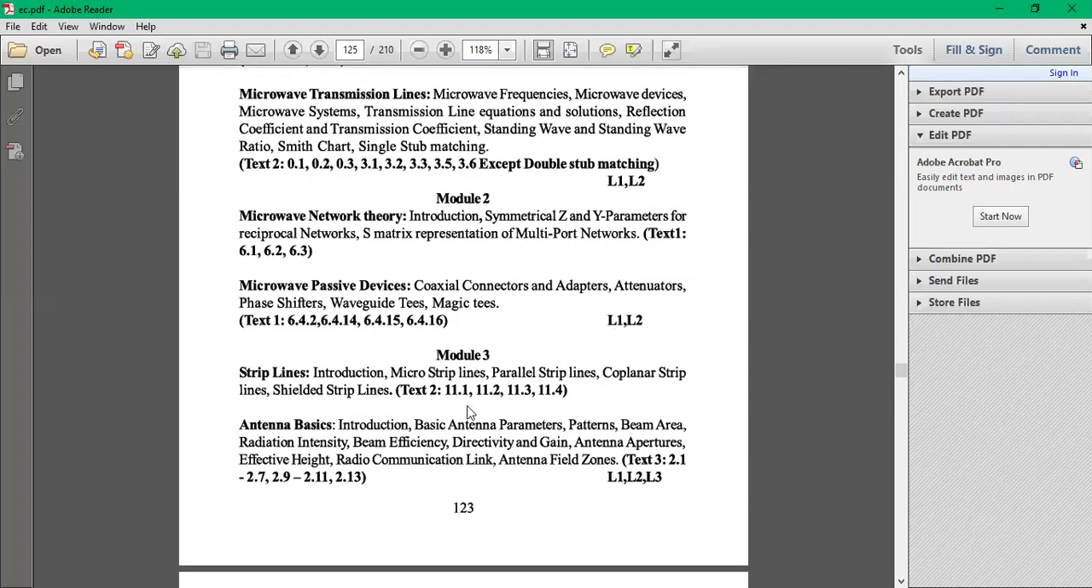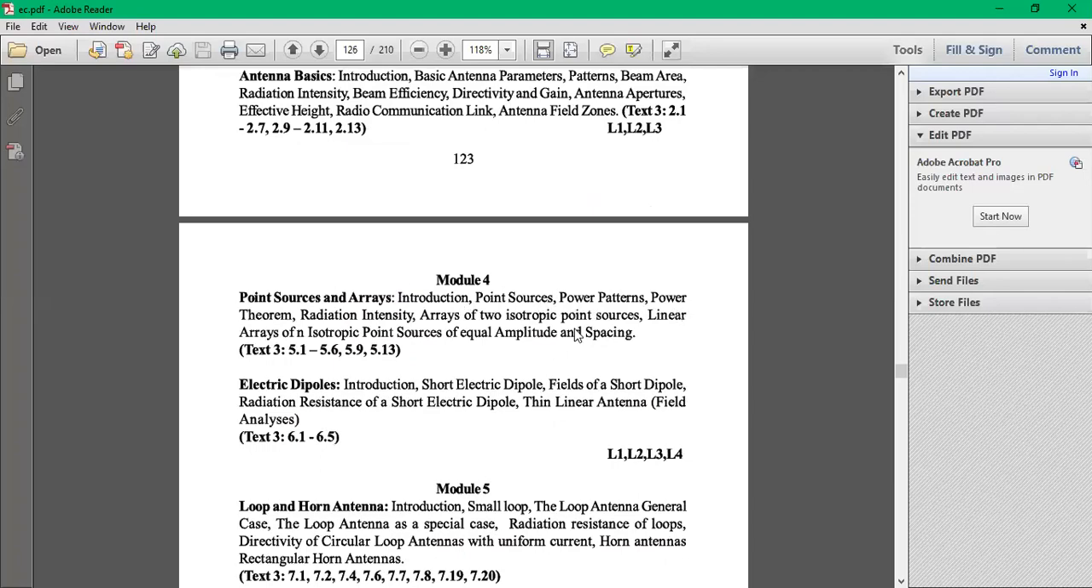So we have completed this point sources, power pattern, power theorem, radiation intensity, array of two isotropic point sources. When you look into it, it seems like simple. There's one topic, but you have array of two isotropic point sources, 4 cases, you have 5 cases you have studied. Linear array of n isotropic sources of equal amplitude and spacing, you have array factor derivation. Then you have again 4 cases here, along with problems.